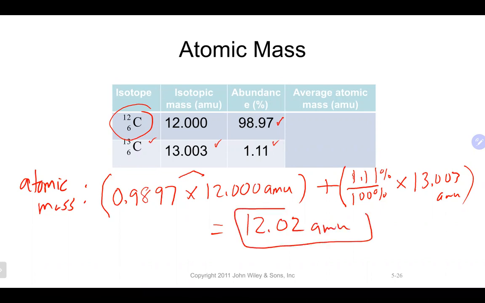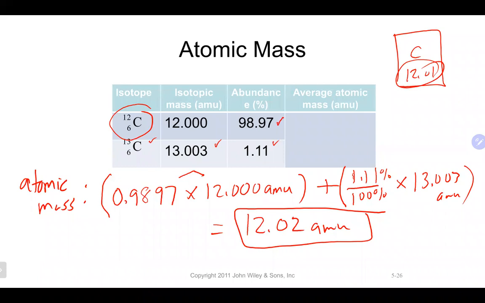And if we look at the periodic table for carbon, we will see 12.01, which is fairly close to what we just calculated here. Any questions on that calculation? So in this particular case, we just had 2 isotopes. You could have 3 or more. And you just keep that pattern going, percentage times atomic mass of each isotope, added to the percentage times the atomic mass of each isotope that's there.